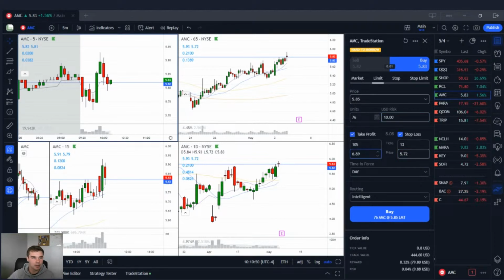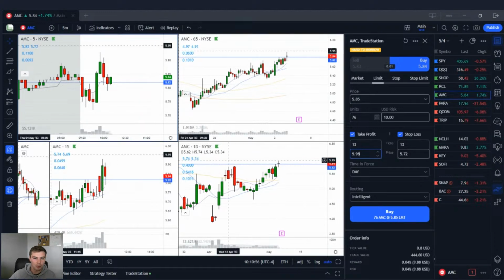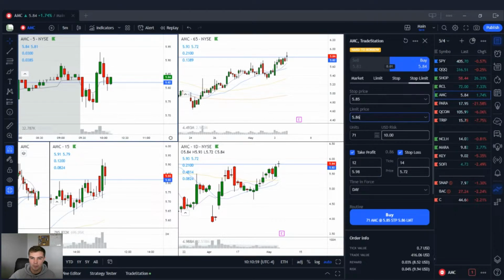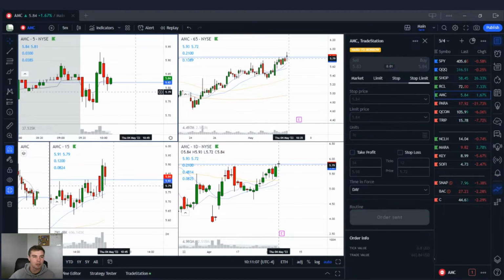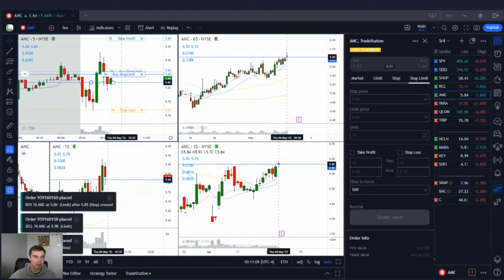All right, guys. We just need, not even the whole number, so 599. All right, so do this about a penny there. All right, guys. Orders in there on the AMC buy setup. 5-minute buy setup right here.